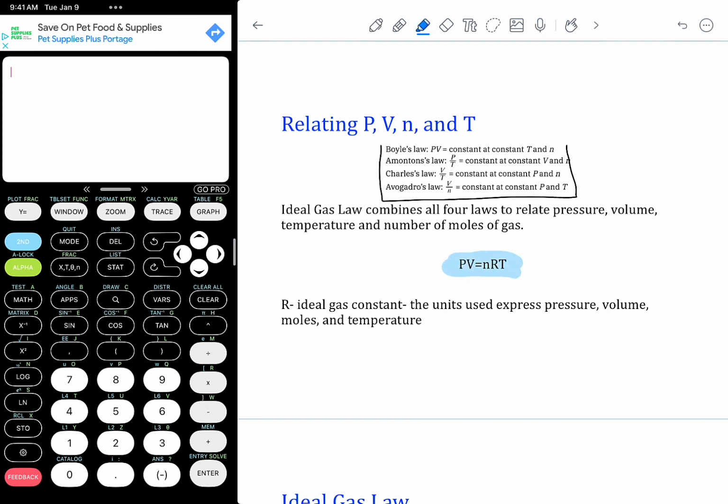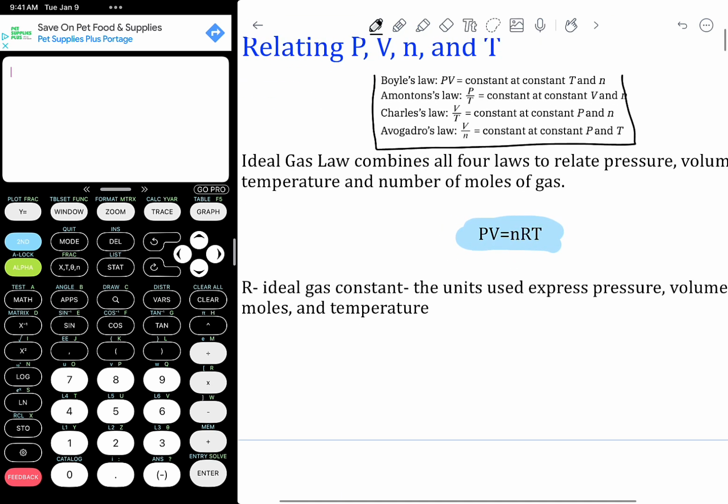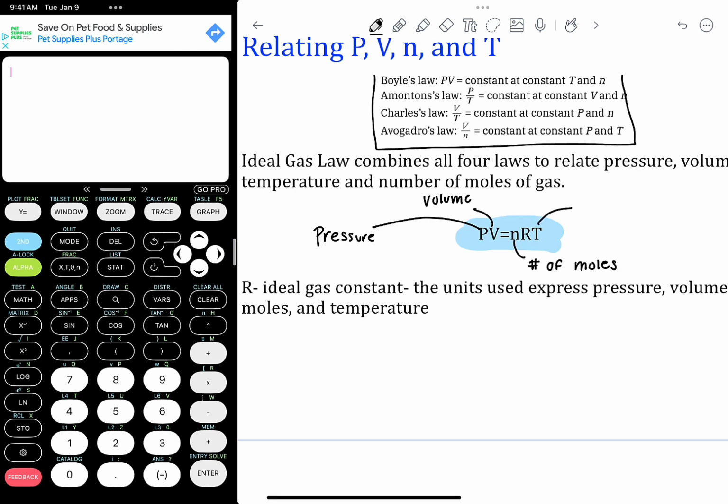PV equals nRT. Here, P is pressure, V is volume, n is number of moles, and T is temperature, which we've all studied in the previous lesson.